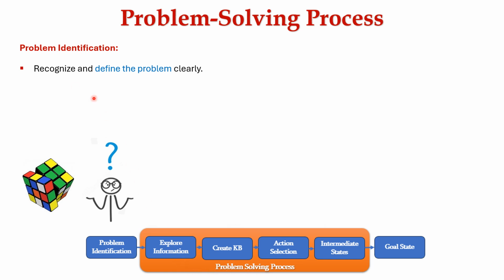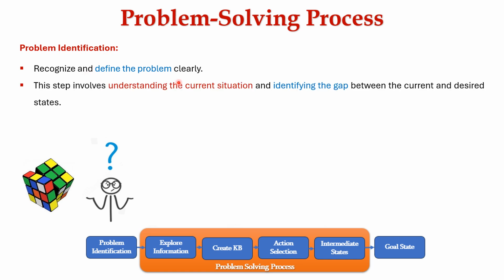So the first step is problem identification. So here we need to recognize and define the problem clearly. This step involves understanding the current situation and identifying the gap between current and desired states, which means the goal state. Next, we need to pinpoint the core issues that need solving.